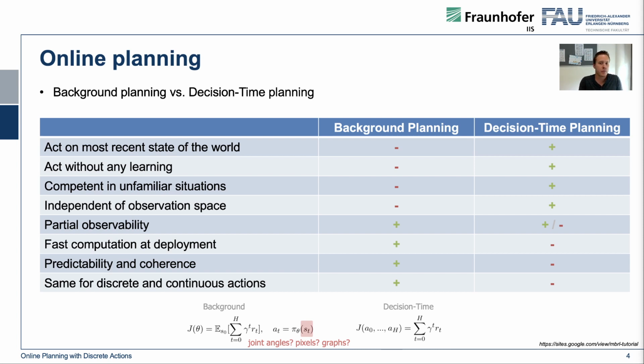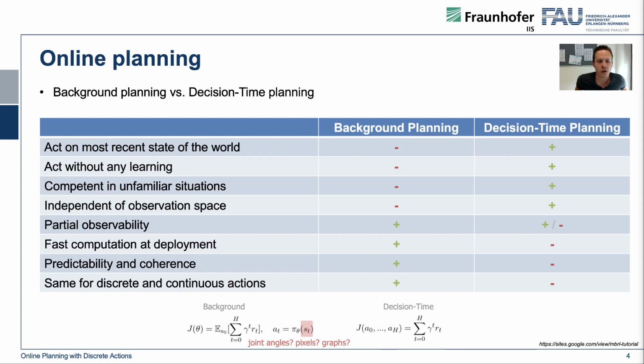Predictability and coherence. In background planning, usually you act with a regular behavior, such as a footstep, which you cannot really come up with in decision time planning. And what's also the case is the discrete and continuous action spaces. In this video, we actually talk about discrete action spaces, and in the next video, we will be talking about continuous action spaces. While this is not really that much conceptually different in model-free RL, although there is a difference.